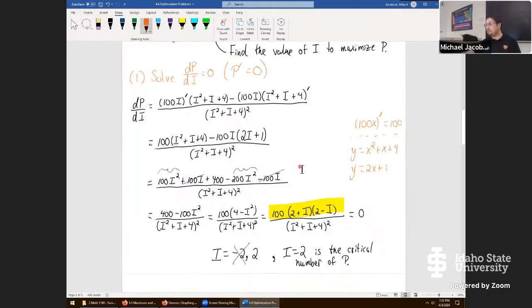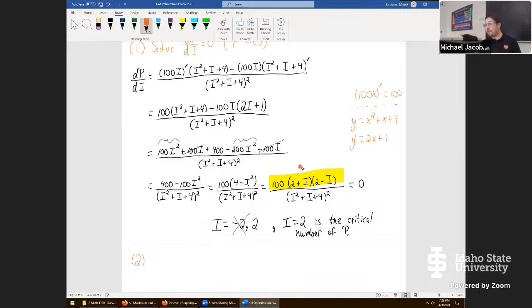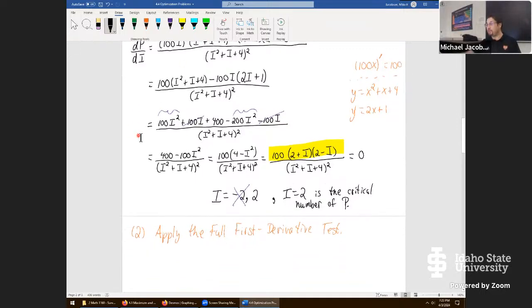So now that step 1 is done, in step 2, we have to apply the full first derivative test, which means we now need a number line. We need to analyze the sign of the derivative on one end and the other to determine if we truly have an absolute maximum at I equals 2. This is tricky work. We did it all in section 4.2, but now that we have larger context, it just feels a little bit more abstract. So let's be careful with it as we go.